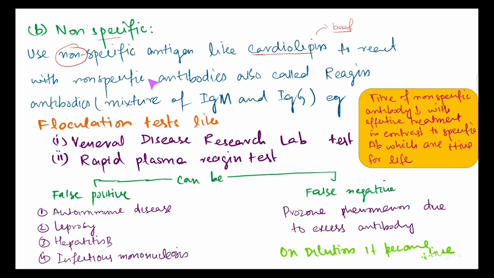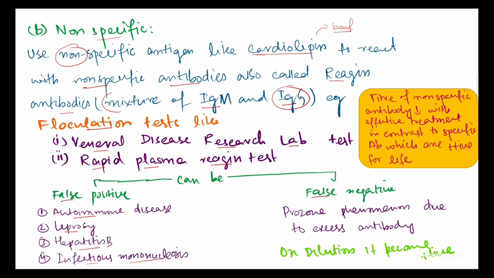and this cardiolipin reacts with the non-specific antibodies found in our bodies, called the reagin antibodies, which are usually biochemically a mixture of IgM and IgG. For example, the flocculation test like the Venereal Disease Research Laboratory test or the rapid plasma reagin test, both of these are non-specific tests to diagnose the Treponema pallidum. But these non-specific tests can be false positive or false negative. False positive occurs in conditions like autoimmune disease, leprosy, hepatitis B, and infectious mononucleosis.